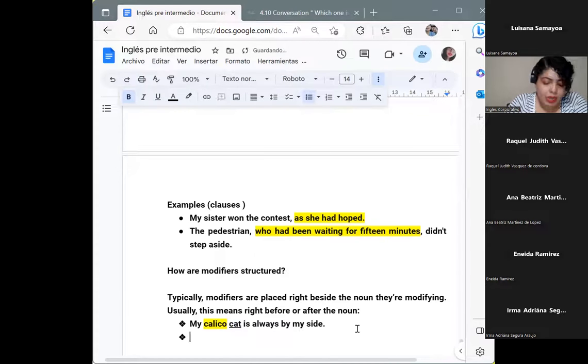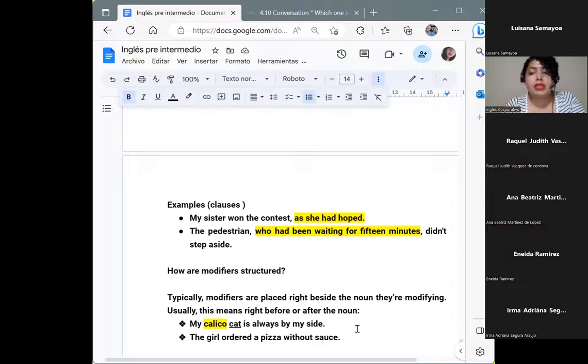Then, next one. The girl ordered a pizza without sauce. So, in this case, we can say the subject is the girl. Then we have the verb ordered. The girl ordered a pizza. The complement, but in this case we have the modifier without. Este es el modificador. Without sauce, that is the noun, sin salsa, ¿verdad?